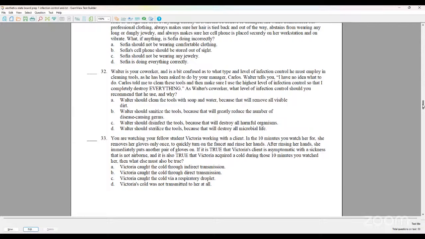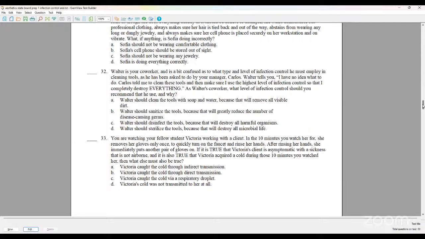And in that little story, we did all that talking, okay? He has no idea what to use, but he says his boss said he has to use the highest level of infection control to completely destroy everything. All right, that's going to be our stem. That's going to give us close to our answer. Let's look at the levels of infection control. You got cleaning, you got sanitation, you got disinfection, and you got sterilization. All right, keep those in mind.